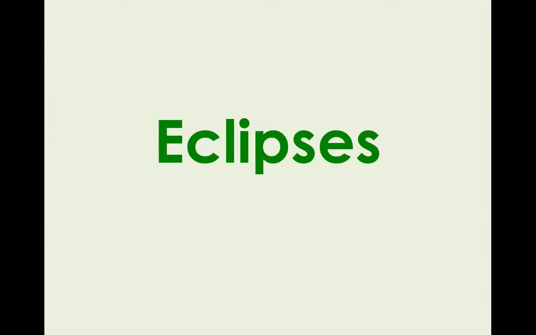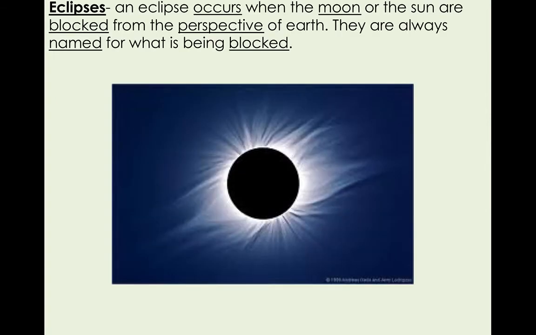All right, top of page 15, please. An eclipse occurs when the moon or the sun are blocked, depending which one we're talking about, from the perspective of the earth. So an eclipse is something we see from the earth, and they are always named for what is being blocked in regards to our perspective, right?